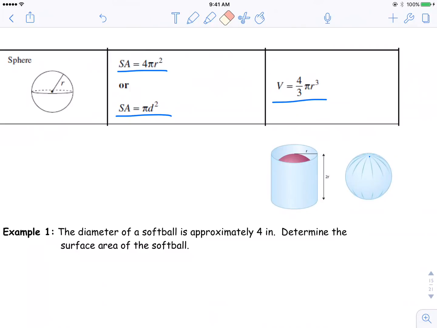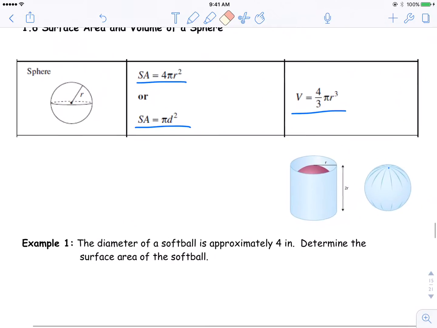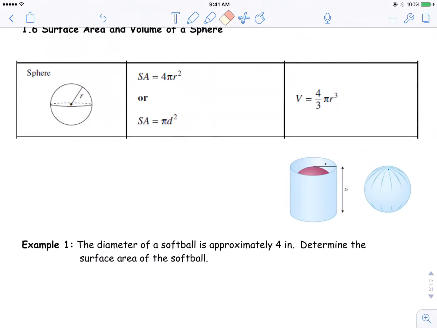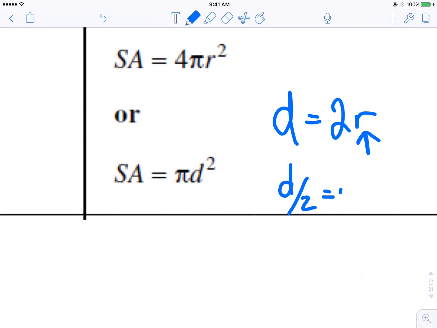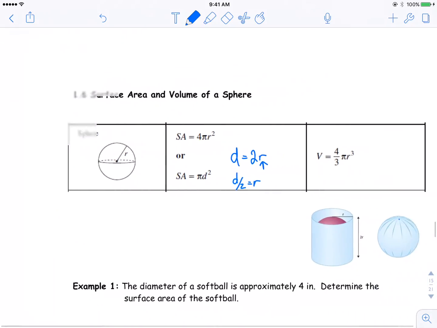Let's play with the formula. Example 1. Diameter of a softball is approximately 4 inches. Determine the surface area of a softball. Now you can use either of these two formulas. It makes absolutely no difference to me. But I have a problem remembering the formulas that just use diameter. I'm old school, we weren't really taught that. We were taught that diameter is equal to 2 times the radius. So I always use the radius, because if I take my diameter and divide it by 2, I get my radius. So I'm always used to using that. But you can use either of the two formulas. Makes absolutely no difference.